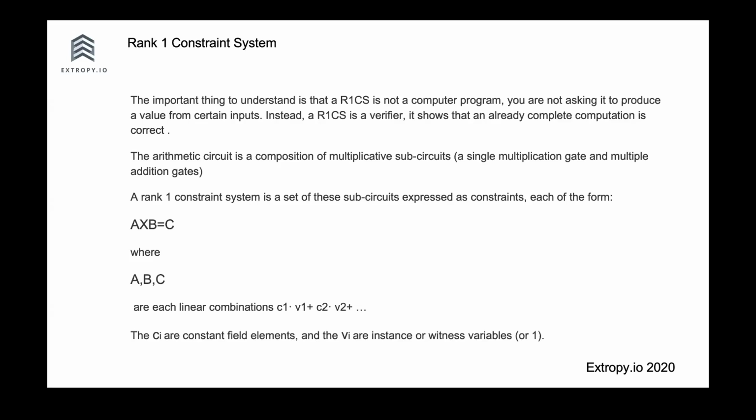So going back here, when we have our input x, which presumably will be the secret we have, that input will be one of the field elements in our rank 1 constraint system, along with all the intermediate variables as well.